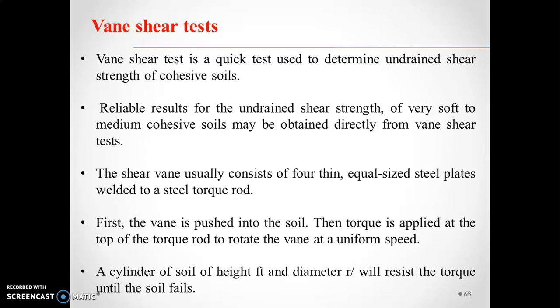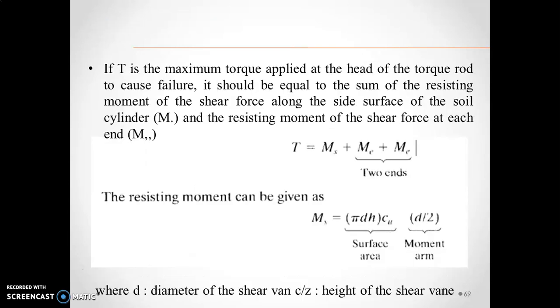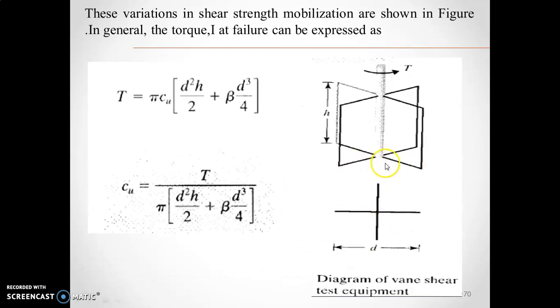Here it mainly consists of four high tensile steel plates, that is vanes, which are welded and attached to the steel rod, called the torque rod, with an arrangement to measure the torque and rotation. A typical arrangement consists of a calibrated torsion spring attached to the top of the torque rod, which is rotated by a combination of gear and wheel. So this is the setup of the vane shear test.